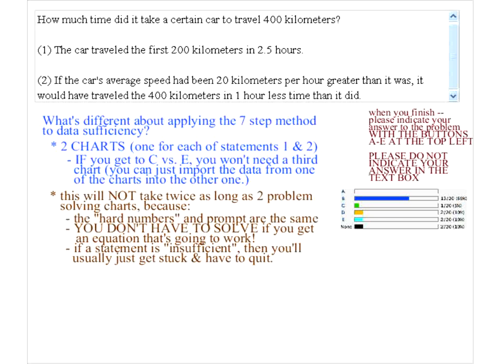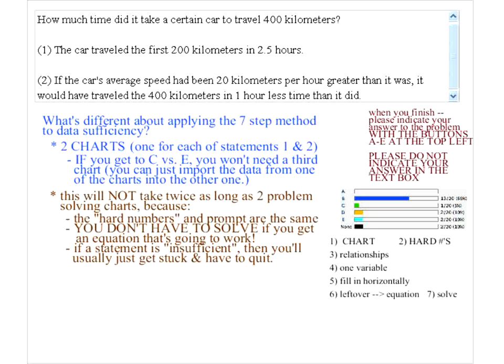So again, here are the 7 steps. This time I think I can type them all in the same color. So I think we're good here. Number 1 is chart. Number 2 is hard numbers. Number 3 is relationships. Number 4 is one variable. Number 5 is fill in horizontally. 6 is leftover, gives you an equation.